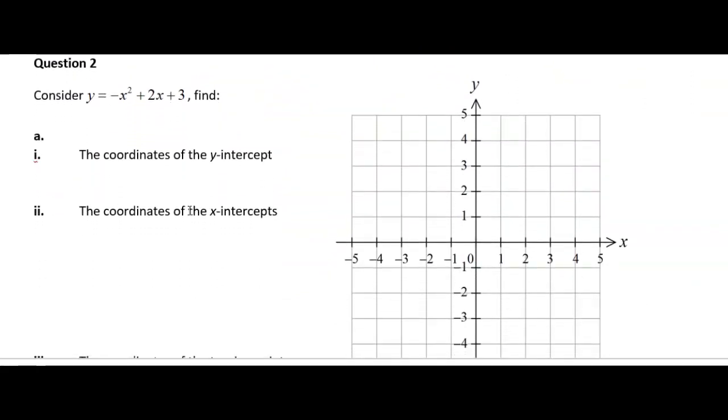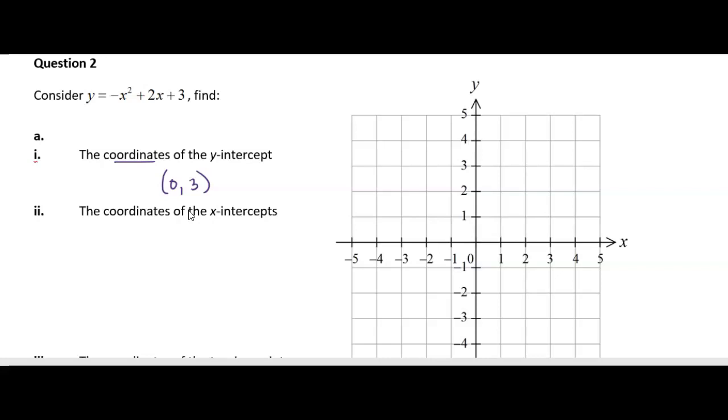Consider y equals -x squared plus 2x plus 3. So find the coordinates of the x-intercept. Your x-intercept is always when x equals 0, but in expanded form, it's always whatever your constant is. So our constant in this case is 3. Because we're doing the coordinates, we've got to write 0, 3. So don't write y equals 3 because they're not the coordinates. The coordinates are 0, 3.